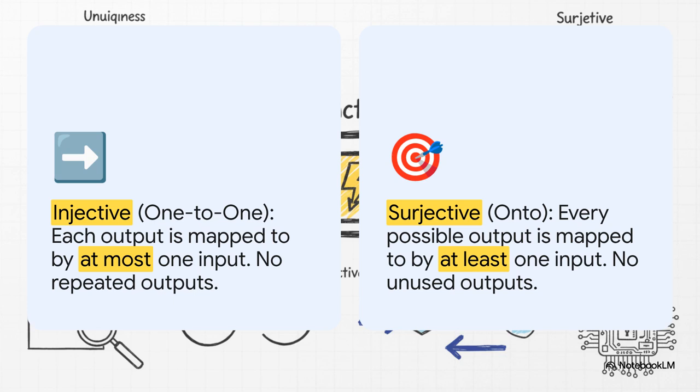Think of it like this. Each target in the codomain gets hit by at most 1 arrow. Then, on the right, we have surjective, or onto. This means that every single possible output in the codomain is actually used. No target is left untouched. Every target gets hit by at least 1 arrow.